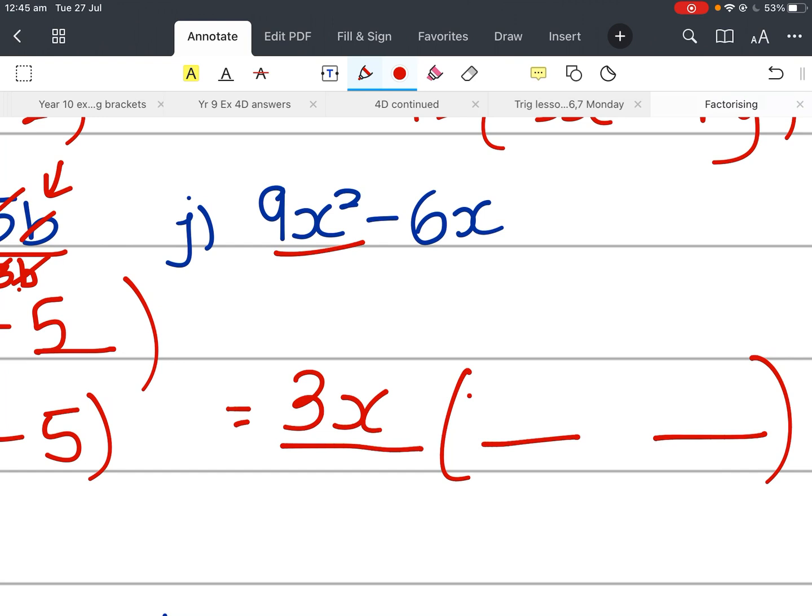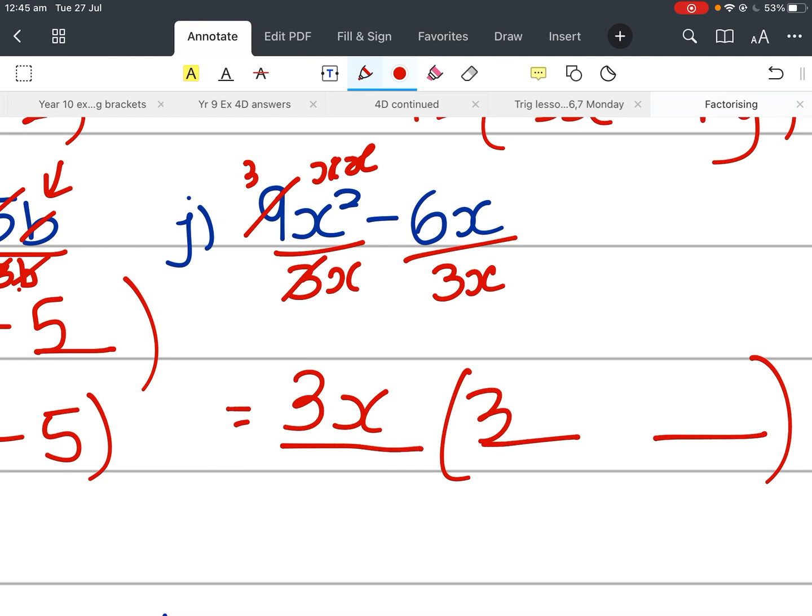So let's divide both by 3x. Oh, I'm going to cough again. Let's see if I can get this through for you. 3 goes into 9 3 times. Now remember, x squared means there's 2 x's, doesn't it? So I can cross off this x with one of those x's. So that leaves me with an x.